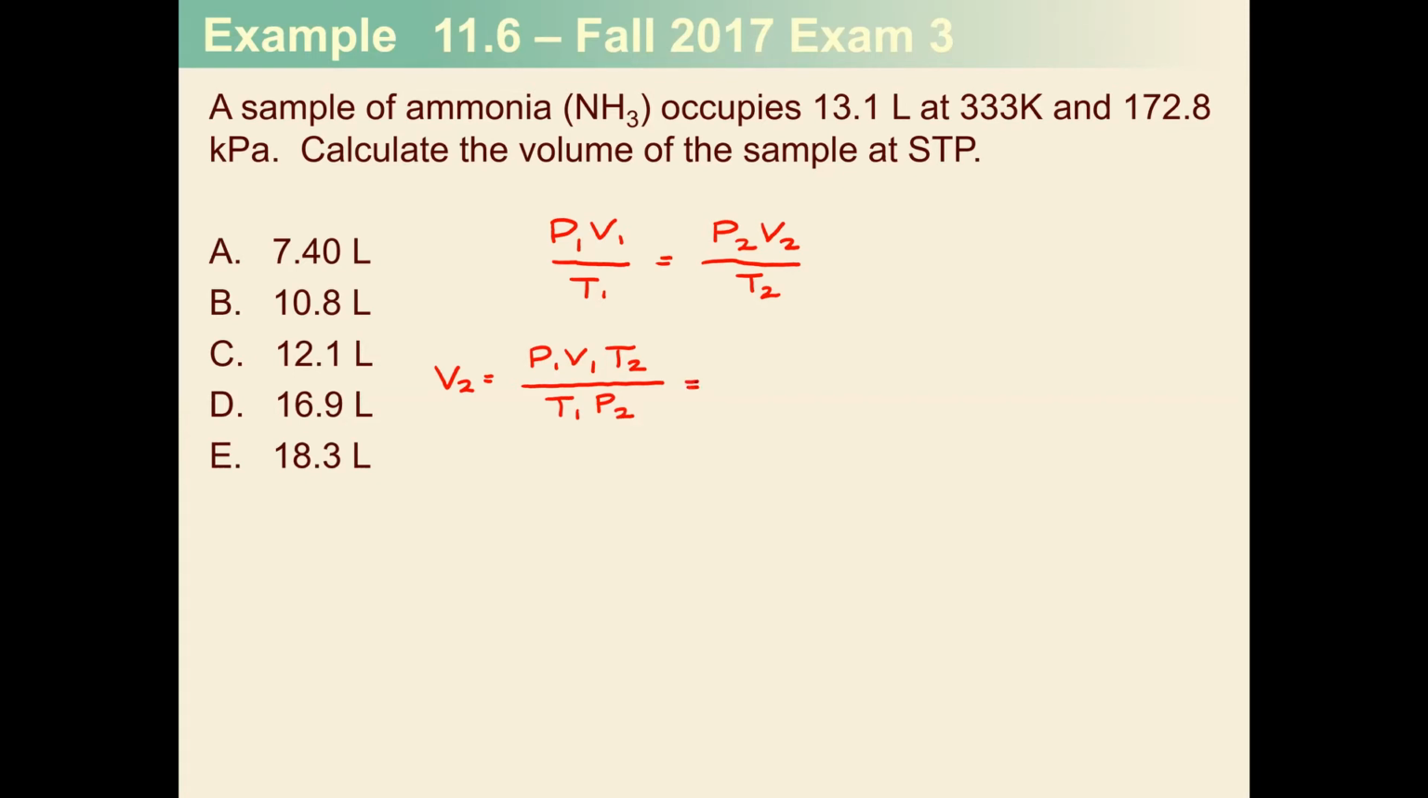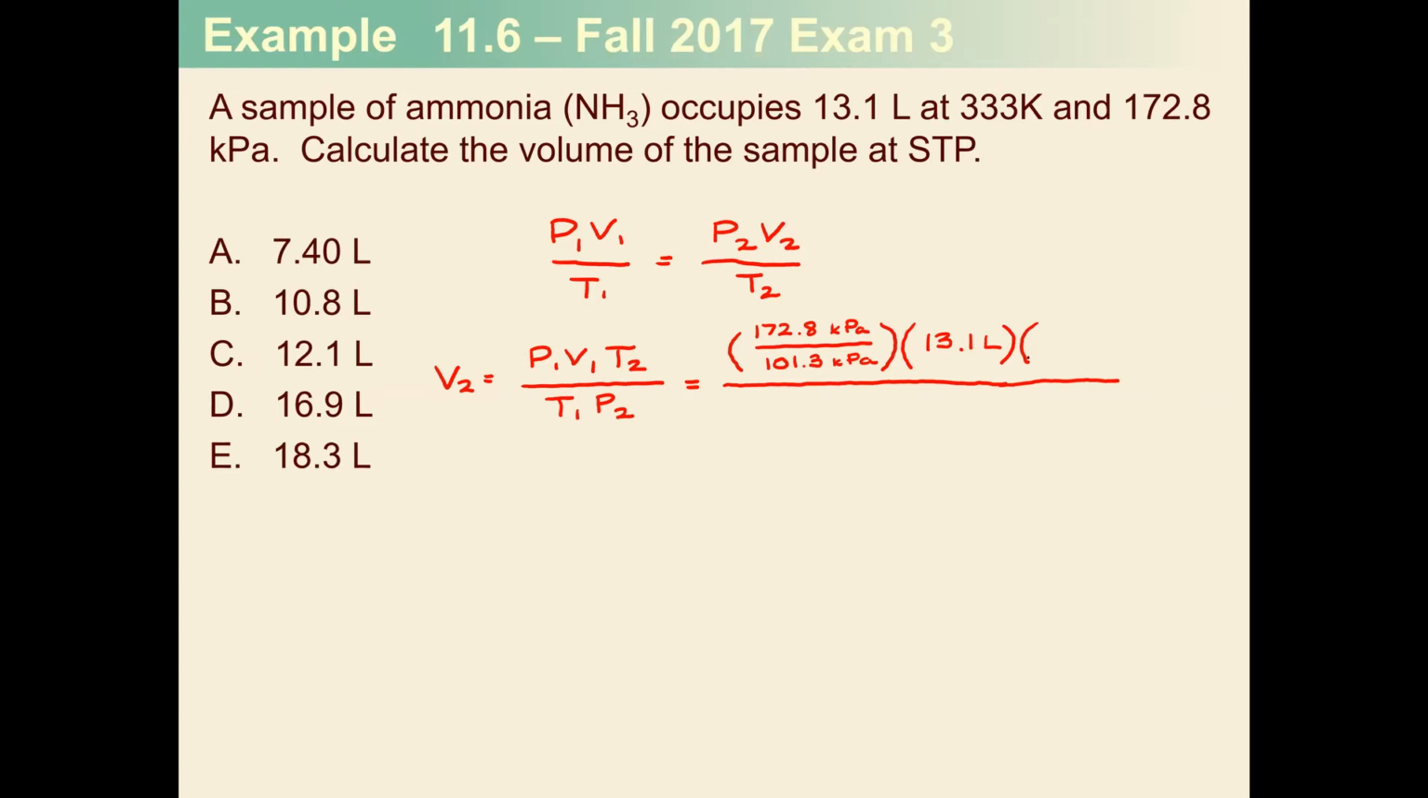So let us go and take a look at this. The first thing that you will notice about our first pressure is that it's in kilopascals. We need to have it in atmospheres. So how I can do that is take my 172.8 kilopascals and divide that by 101.3 kilopascals, which will give me my atmospheres. So now I can look for volume 1, which is 13.1 liters.